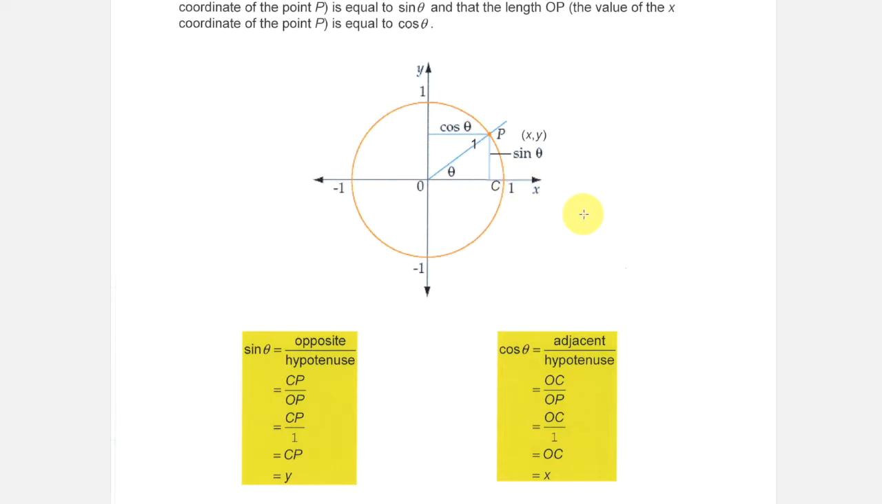So the whole point of that particular diagram is just to let us know that sin θ is equal to y and cos θ is equal to x. So this point P here can be described as (x, y), or it can also be described as being (cos θ, sin θ).